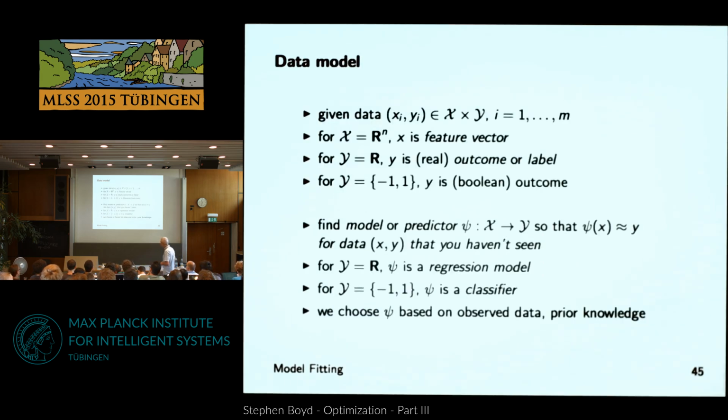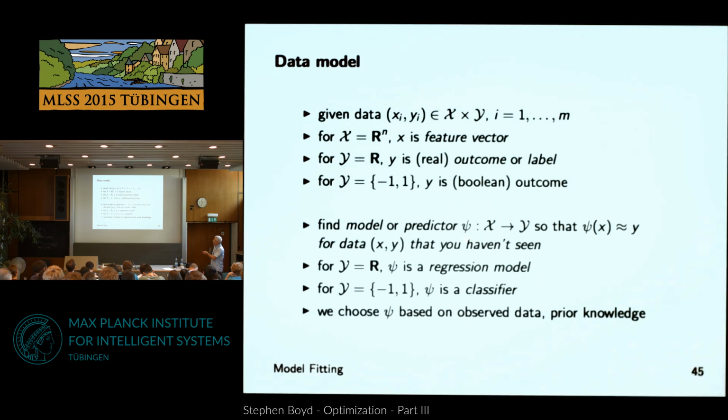And again, this is going to be very close to stuff you all know about, but it'll show you a different way of doing this. So you have a bunch of data, which are pairs of a feature vector and some outcome or label. Could be real, could be Boolean, could be categorical. It doesn't matter. It could be like a parse tree, for example. It could be a complicated object. And we're going to find a model or a predictor.